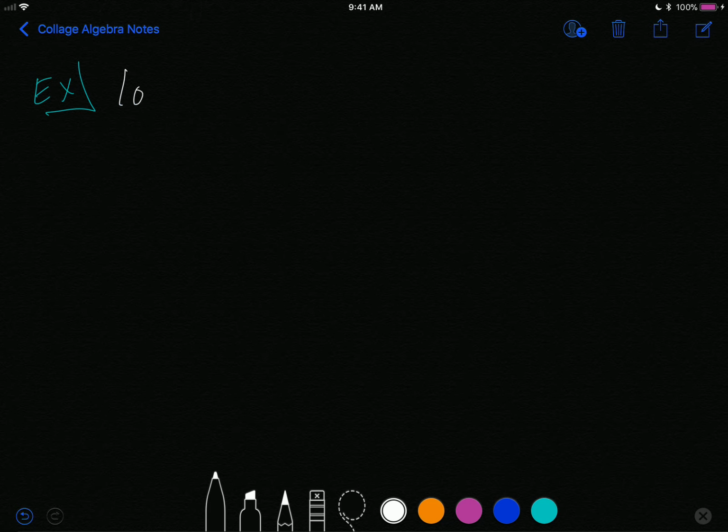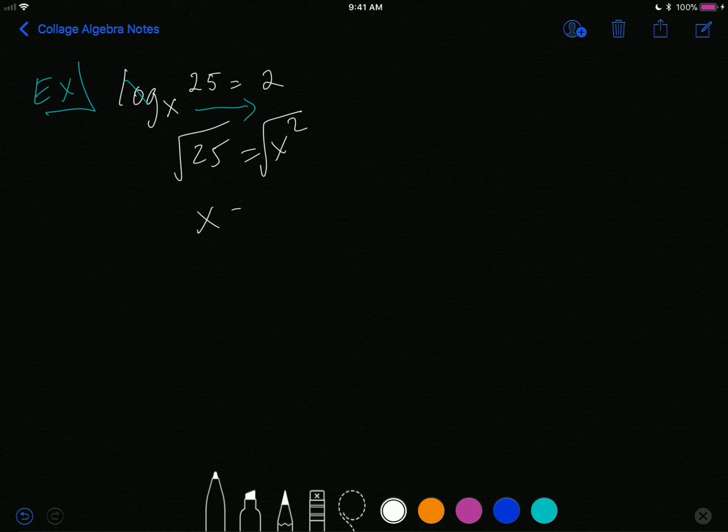Consider this. I have log base x, a log of an unknown base, of 25 evaluates to be 2. What I need to do is convert this to exponential form, which means drop the log and take the base to the other side. And so that tells us then that 25 is equal to x squared. And of course I take the square root of both sides. So I get that x is equal to plus or minus 5.